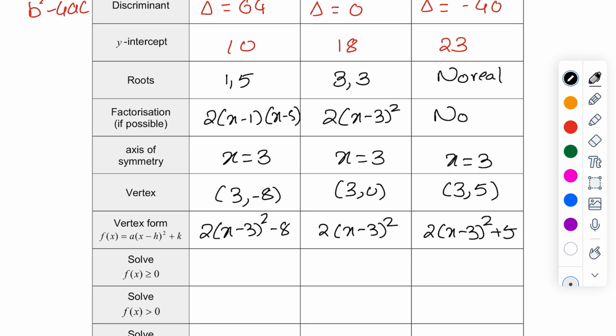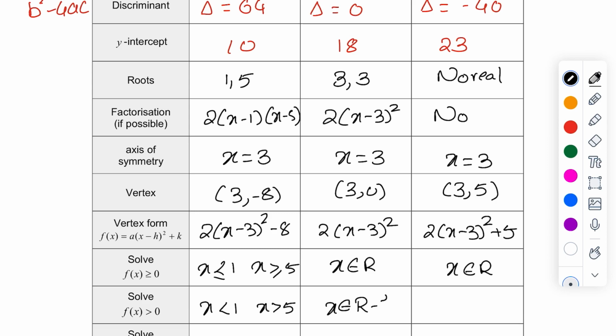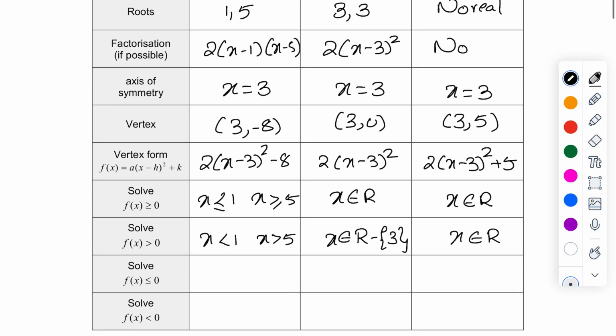Now solve f of x is greater than 0. See the graph. When it is positive for x less than or equals to 1 or greater than or equals to 5. It is always positive, so x belongs to R. This is also always positive, so x belongs to R. Only positive means x is less than 1 or x is greater than 5. X belongs to R minus 3. At 3 it becomes 0, so R minus 3. And x belongs to R. So see the symbol carefully over there.